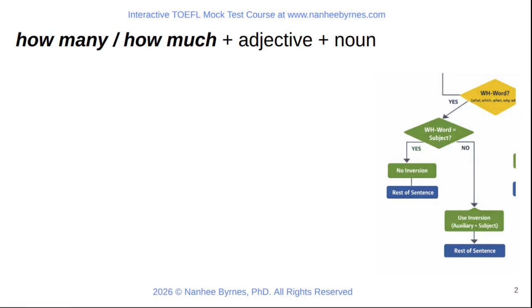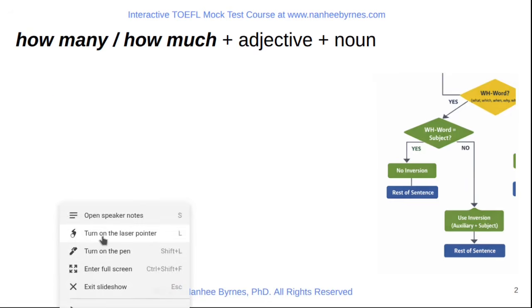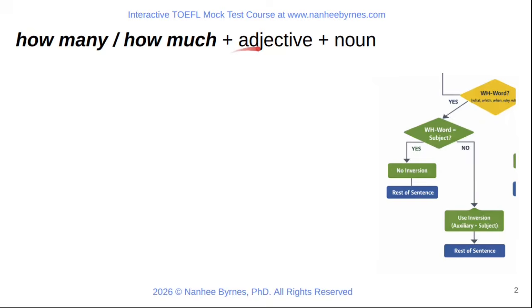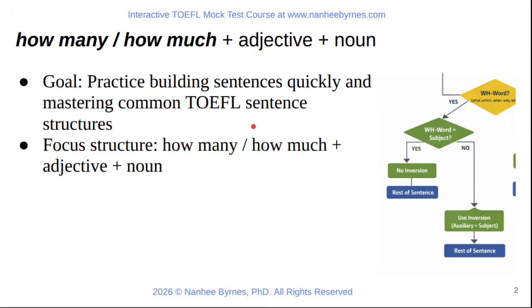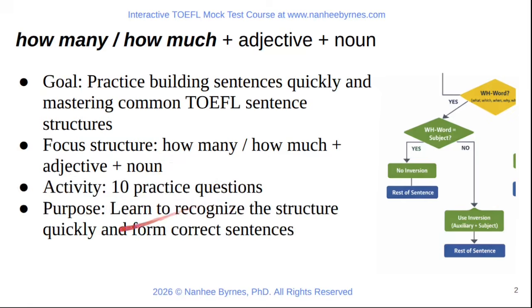We'll practice building sentences quickly and mastering different sentence structures you often see on the TOEFL. One of the new structures we're focusing on today is how many/how much plus adjective plus noun. We have 10 questions today, and I'll show you some quick tips on how to recognize this structure fast and put the sentence together correctly. Let's get started.